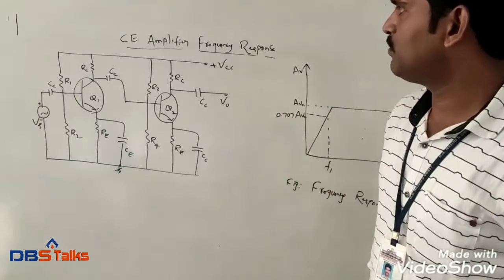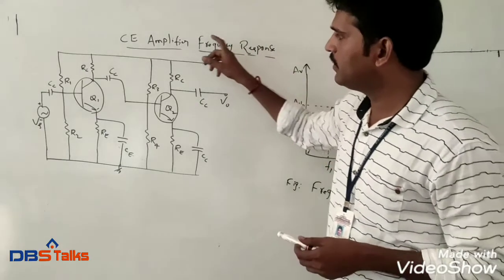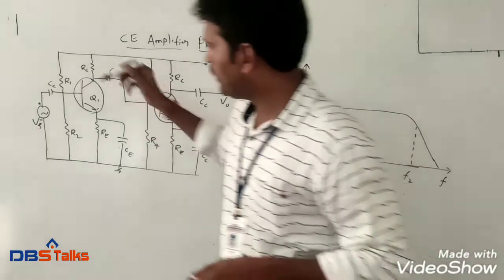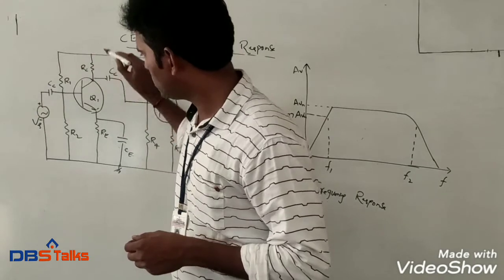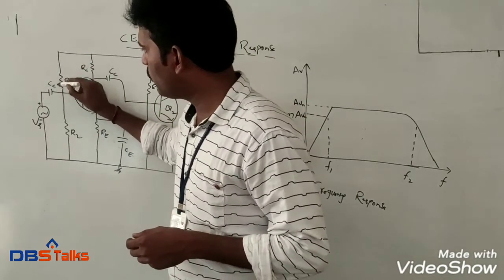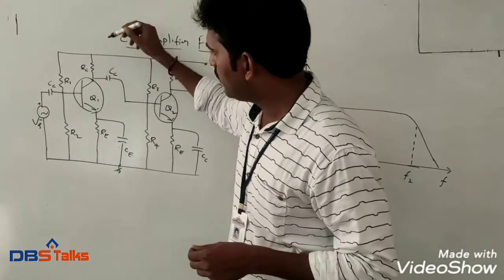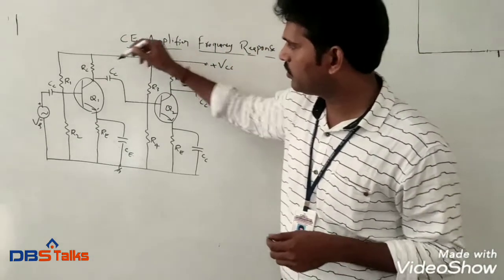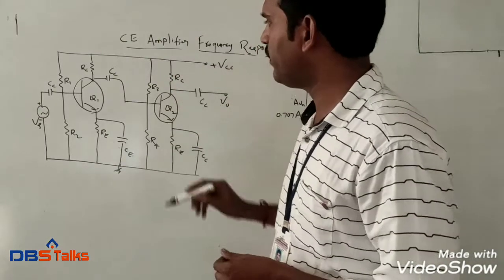Now I am going to discuss the CE amplifier frequency response. See here, it is a two-stage CE amplifier circuit. The input signal is applied here. This signal is coupled to Q1 of the first stage through the coupling capacitor CC. After the first stage, the signal is coupled to Q2 through the coupling capacitor CC. So it is a two-stage CE amplifier.